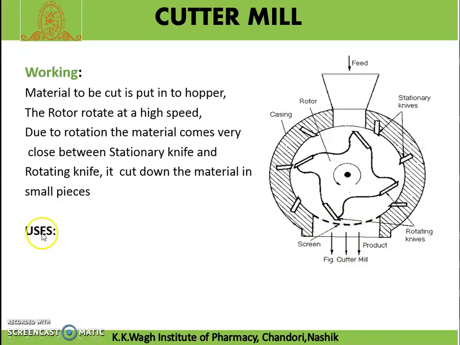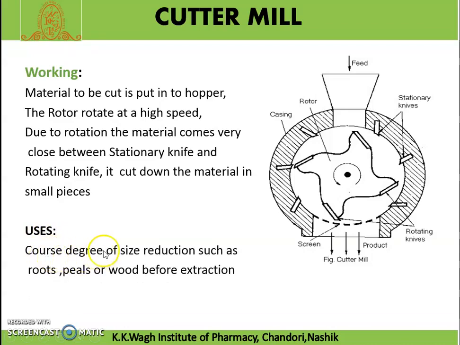The next one we see is the uses of the cutter mill. Coarse degree of size reduction, such as of roots, peels or wood before extraction. For these purposes, wood, peels or roots, we can use the cutter mill. The next mill is the ball mill.